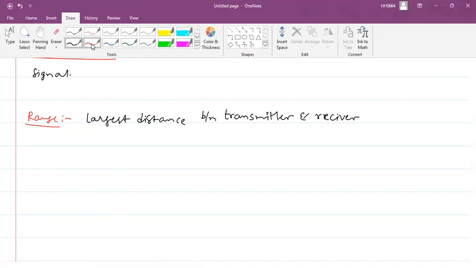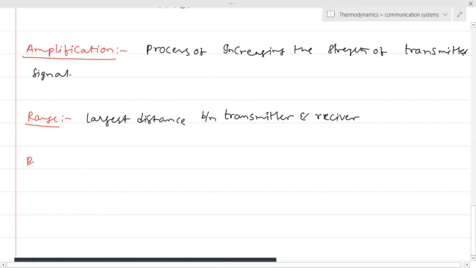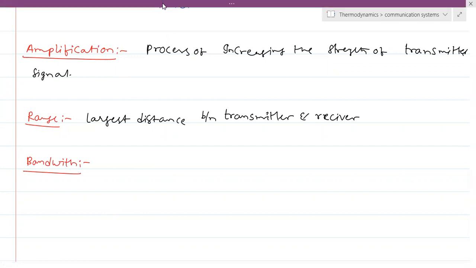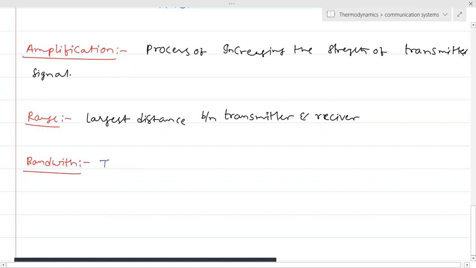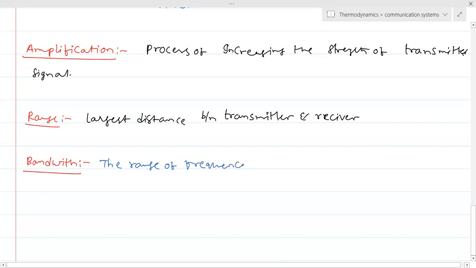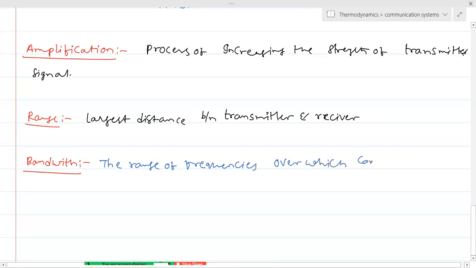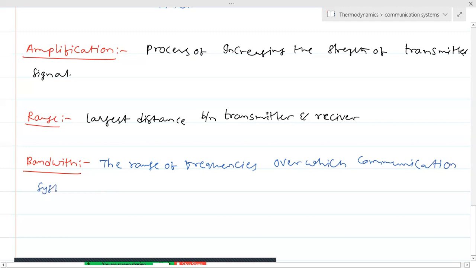So after taking the range, we will think of bandwidth. These terms are very important to understand the problems. Bandwidth means the range of frequencies over which the communication system works.